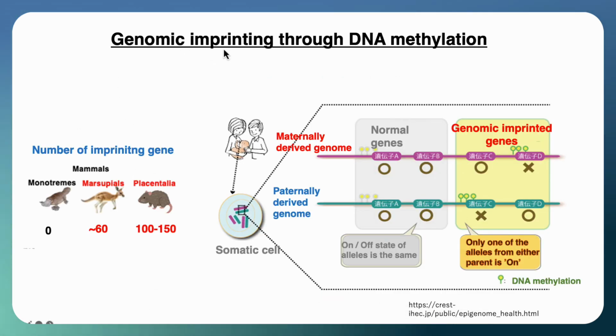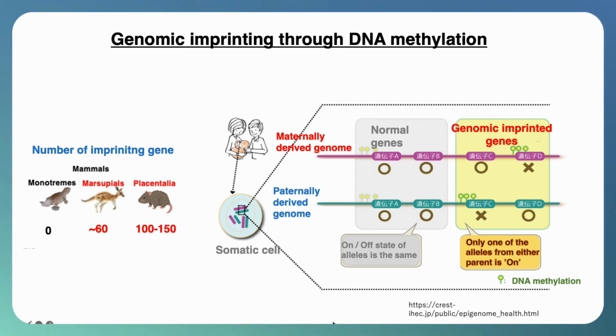Genomic imprinting through DNA methylation. In marsupials with underdeveloped placentas, about 60 genes are estimated to undergo genomic imprinting. In developed placental mammals, 100 to 150 genes are estimated to be imprinted. Such gene suppression in somatic cells is maintained throughout life through DNA methylation and histone modifications. It is estimated that such genomic imprinting does not exist in monotremes, which do not have a placenta and lay eggs.